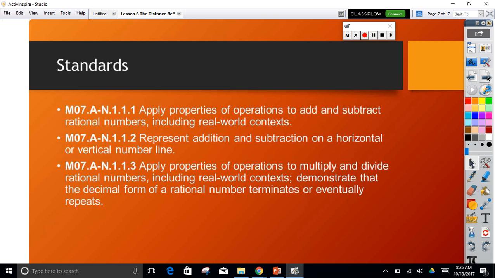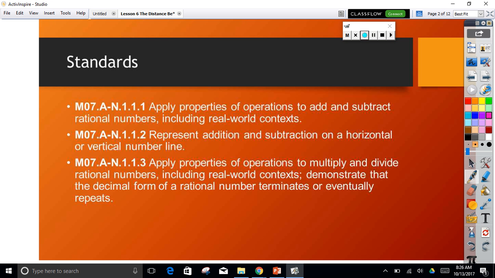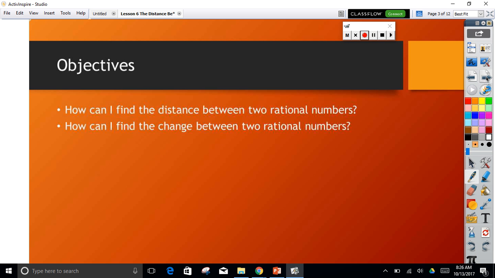And this goes again, same three standards. We're still going to be talking about a number line, and we are also going to be adding and subtracting rational numbers without using a number line. And our objectives are, how can I find the distance between two rational numbers? So what's a way to find the distance both with and without the number line? And how can I find the change between two rational numbers? Distance and change are handled just a little bit differently, and we'll be looking at that.